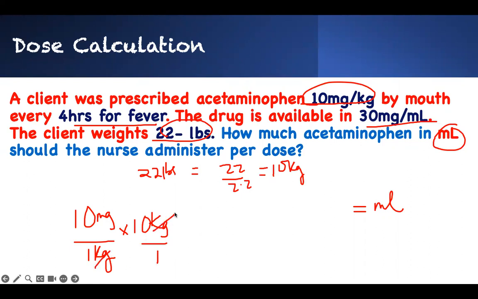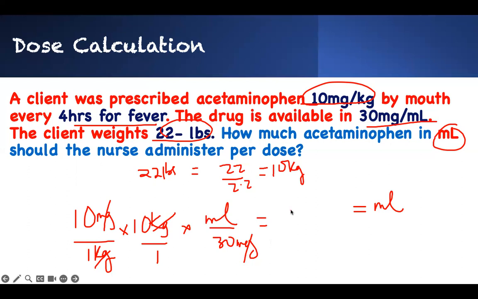Boom, you're done. Now, available, forget about the 4 hours. It's just telling you the frequency. That's all, right? Every 4 hours, how much do you give him? It's available in 30 milligram per ml. I need an ml answer. 30 milligram per ml is the same as ml over 30 milligram, so I put ml over 30 milligram in order to cancel it out. So milligram, milligram. Now I'm left with ml.